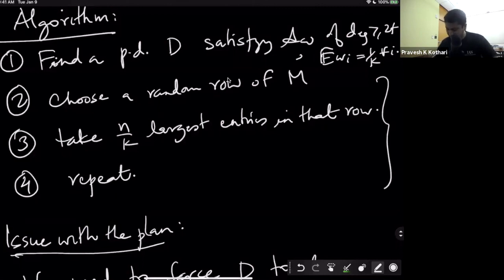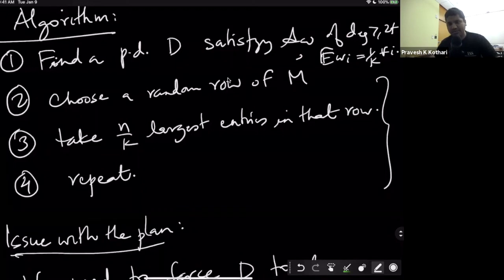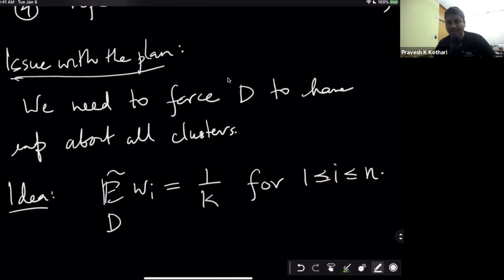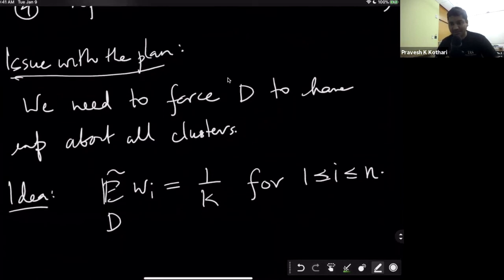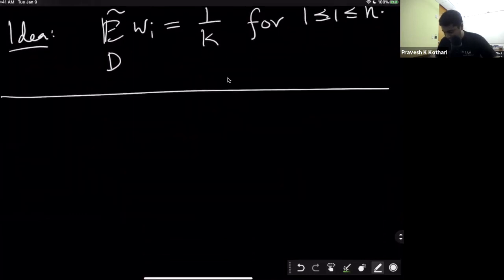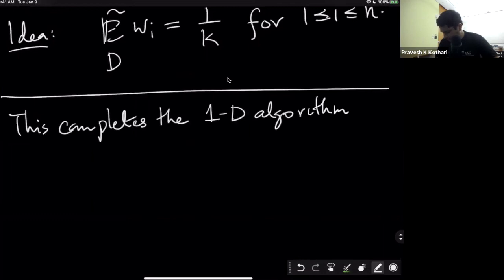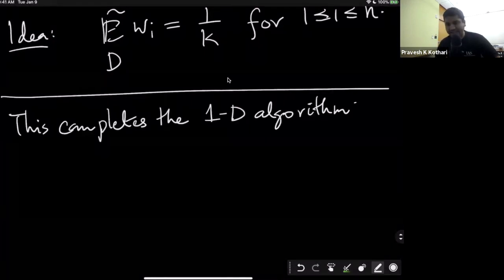The details of this argument are pretty simple, but I won't do it today because I'm already out of time. But that's basically the whole 1D algorithm. So I've explained to you the whole 1D algorithm. So what I want to do is maybe take 2 or 3 minutes of your time to explain to you at least that the whole procedure works just the same.